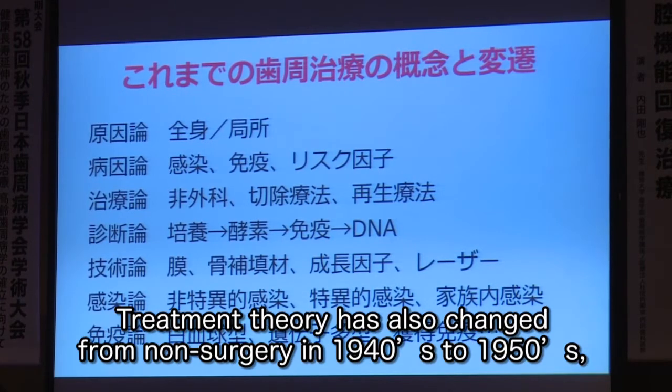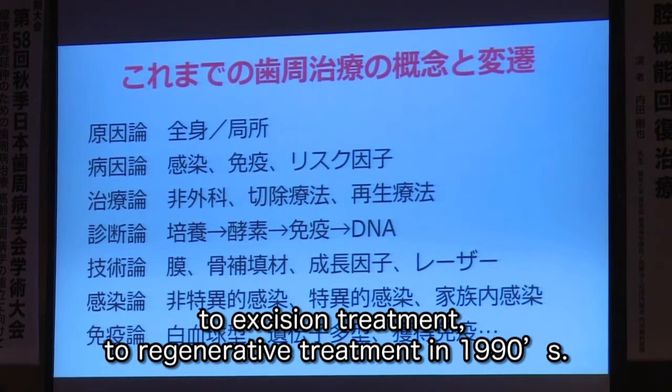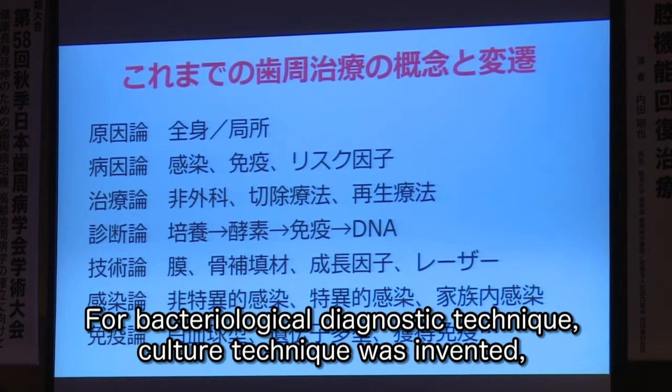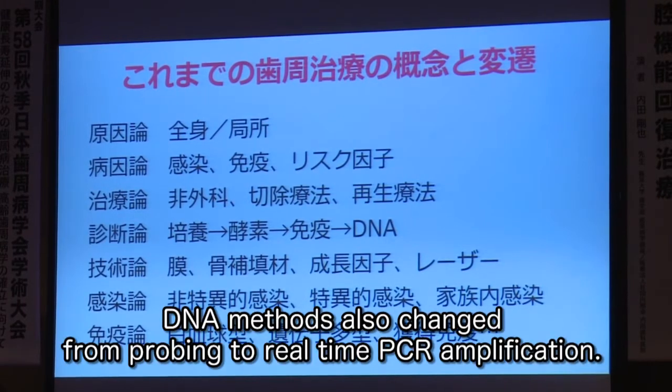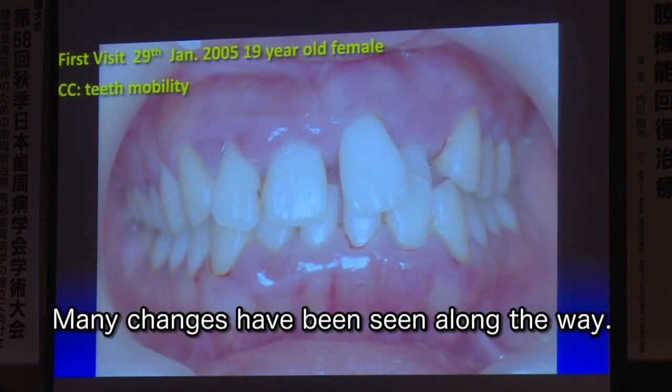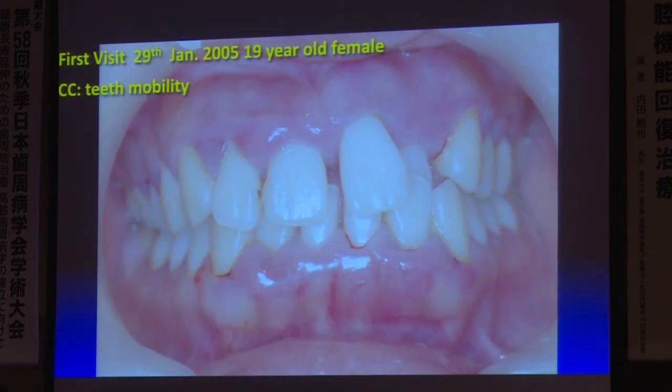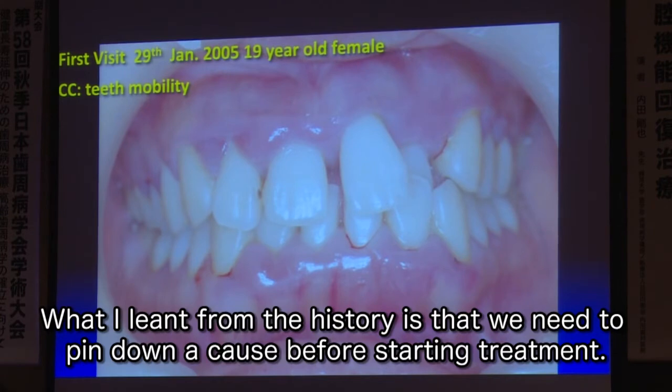Treatment theory has also changed from non-surgery in the 1940s to 1950s, to excision treatment, to regenerative treatment in the 1900s. For bacteriological diagnostic techniques, the culture technique was invented, then detection of enzymes, immune systems, and DNA. DNA methods also changed from probing to real-time PCR amplification. Many changes have been seen along the way. What I learned from the history is that we need to pin down a cause before starting treatment.